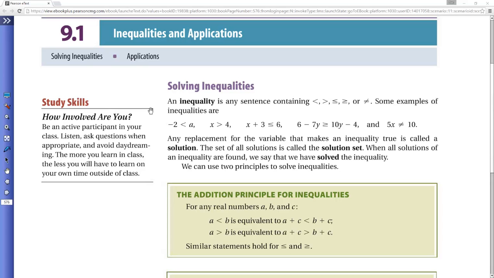So instead of an equal sign that you have in an equation, we have one of these five symbols or representations of a comparison: less than, greater than, less than or equal to, greater than or equal to, or not equal to. So here are some examples of inequalities. Negative 2 is less than a, or probably what we're used to seeing more often is to have the variable on the left side, and x is greater than 4 in this case.